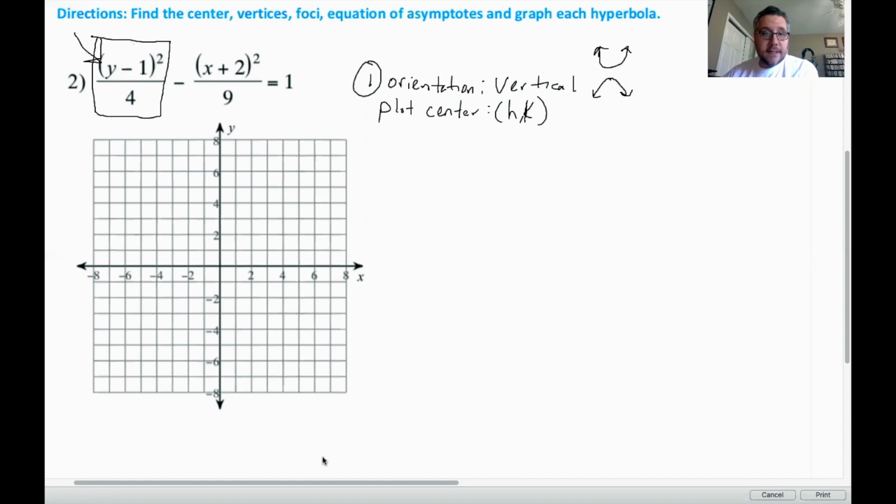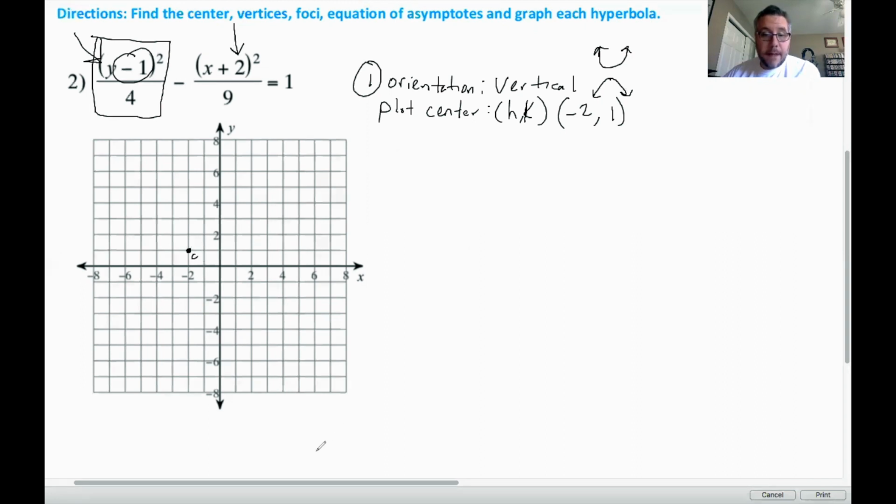You actually need to start over here with the X parenthesis, and you take opposites. I know you see a +2, but the opposite sign for H is -2, and then the opposite of this -1 here on the Y is +1. So that is the center of this hyperbola. It is left 2, up 1, plot a big, beautiful center.